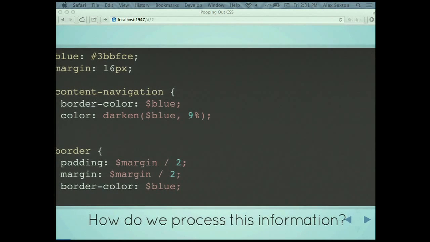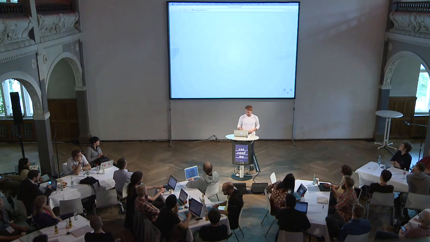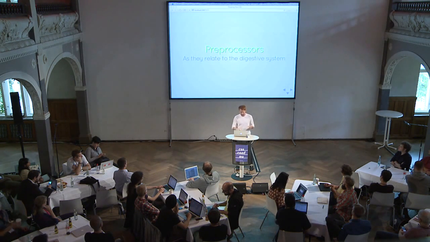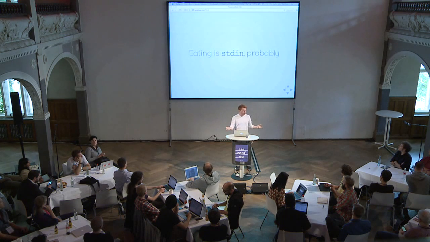So we often have information like this. This is a very small style sheet. We have some variables. Some are pixels, some are colors, and we mix them in, and we run functions on them. It's nice. So how do we process that? What happens whenever we want CSS out the other end? So how does eating this make Sass poop this? So preprocessors as they relate to the digestive system. Eating's probably standard in.